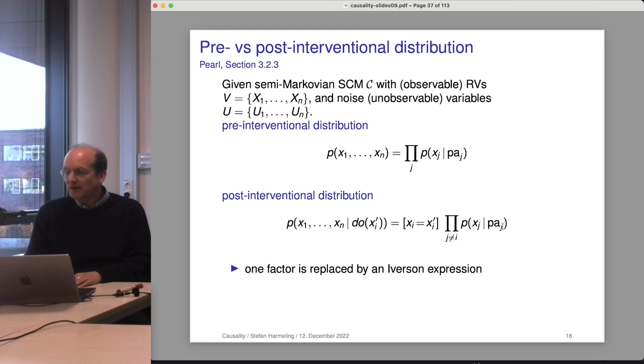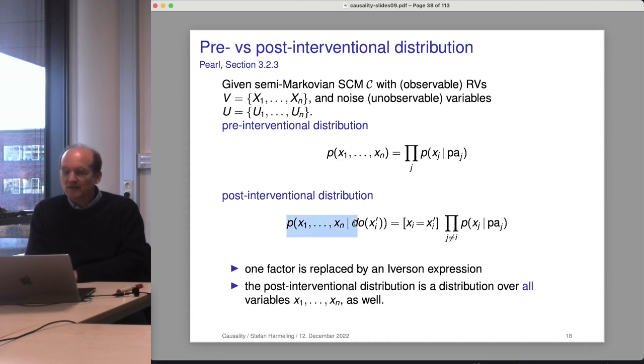This is always zero if I'm having an xi on the left-hand side of the bar with the wrong value. It could be that xi is equal to 17, but here I'm saying do xi, set it to 18. And then these ones will be zero. So the small x's here are really values in a way, but they are referring to a particular random variable. So I just replace one factor by an Iverson bracket. So far so good.